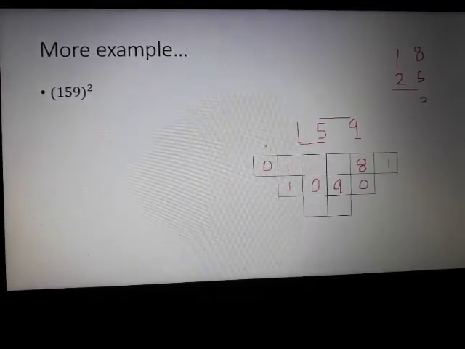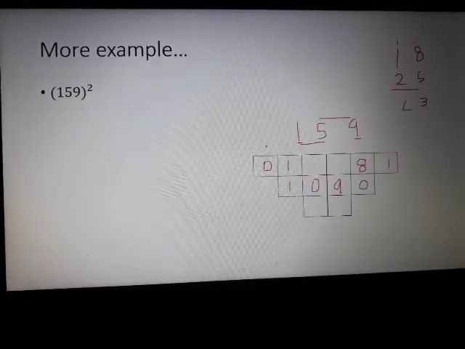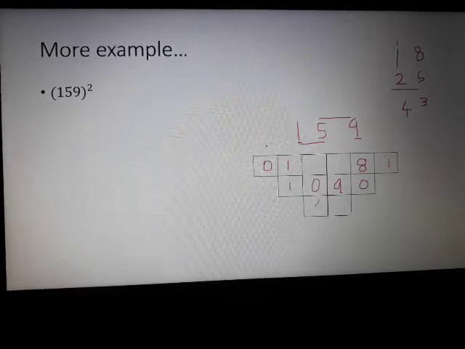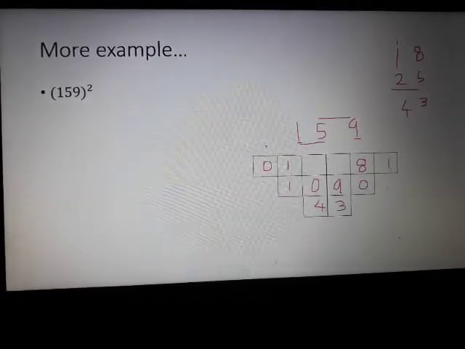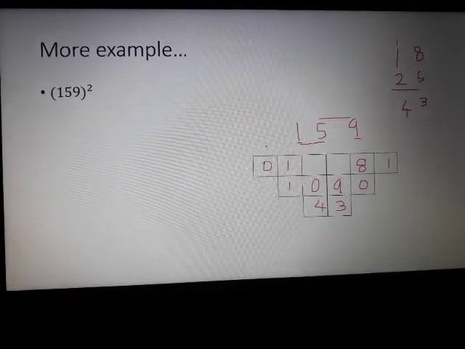We get 8 plus 5, 13. 3, 1 carry over, 2 plus 1, 3, 3 plus 1, 4. The result is 43. Write the result in the last row. Now in the final step, add the numbers, starting from the last column, vertically top down.